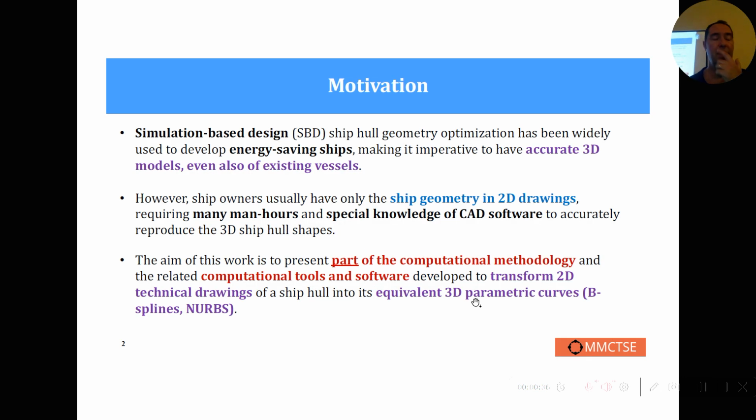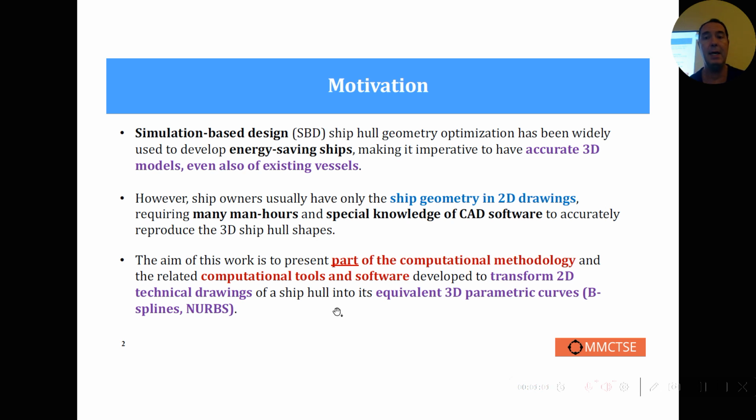Okay, let's start with a little bit of the motivation. As the title says, we want to reconstruct hulls of ships based on their 2D drawings. 2D drawings are available, and most ship drawings are in 2D. Even nowadays, people are drawing ship, let's say, sketches based on 2D drawings.